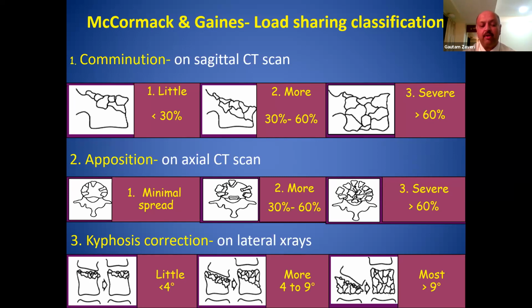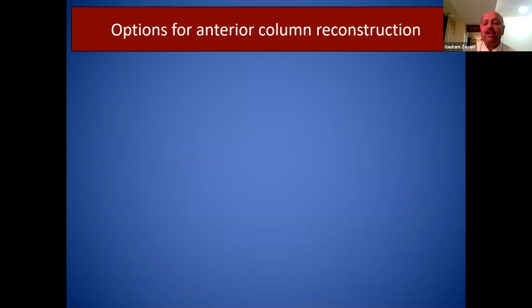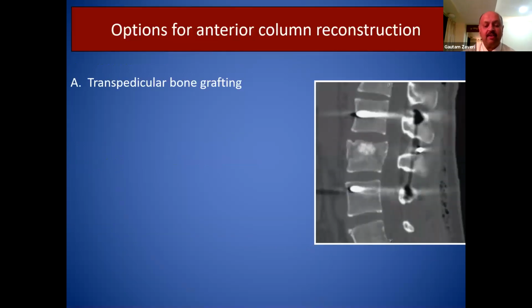Why is this important? When you correct the kyphosis, the vertebral body height is restored. And when the vertebral body height is restored, the compacted bone leaves behind a vacant area in the middle, which, if it is not filled up, will again collapse. And therefore, it is vital that if you do too much correction, an anterior column reconstruction is necessary. What are your options for anterior column reconstruction?